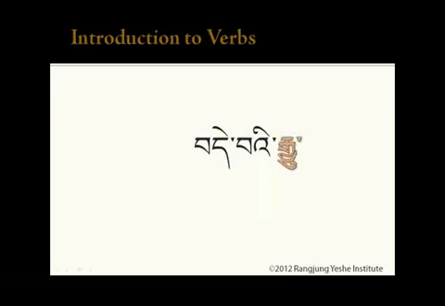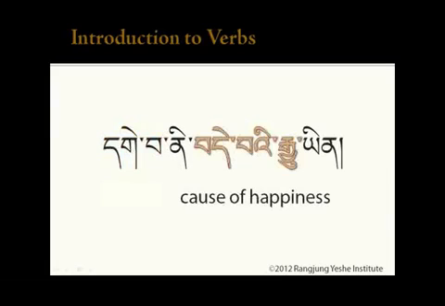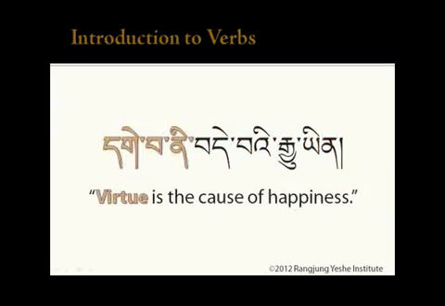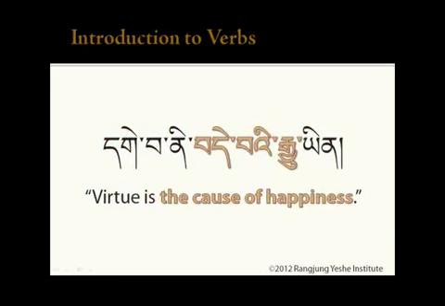Remember that we read phrases with the connector particles from right to left. So we start with gyu, cause. And dewa means happiness. So dewe gyu means cause of happiness. So now let's look at the whole sentence. We have the subject, virtue, and the predicate, cause of happiness, linked by the verb yin. So this sentence reads, virtue is the cause of happiness.